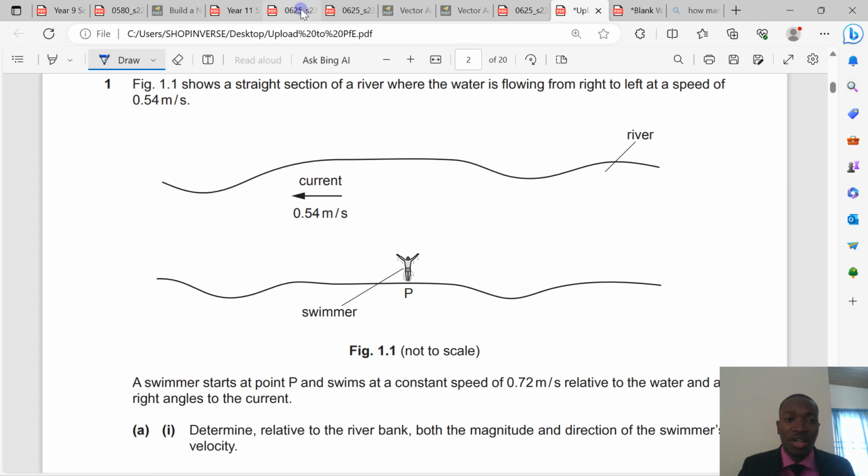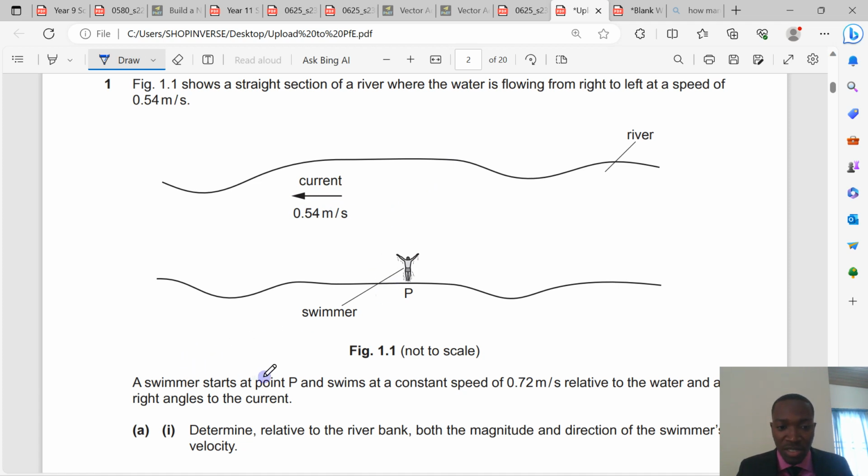Let's go straight to question 1. Figure 1.1 shows a straight section of a river where the water is flowing from right to left at a speed of 0.54 meters per second. So the water is flowing from right to left. This is the direction of the water current.